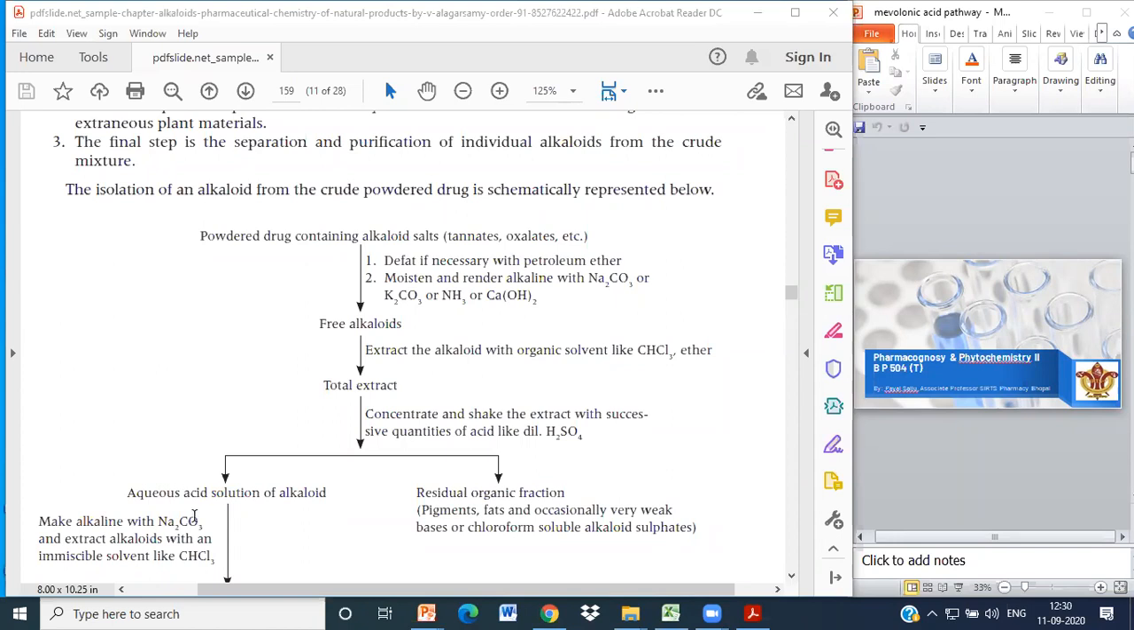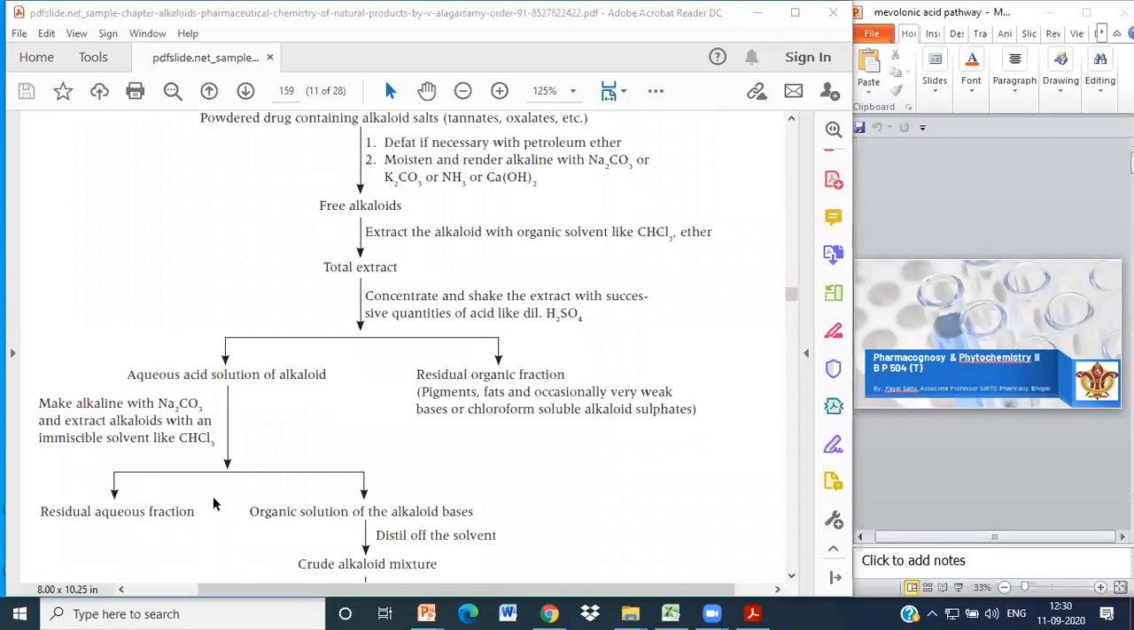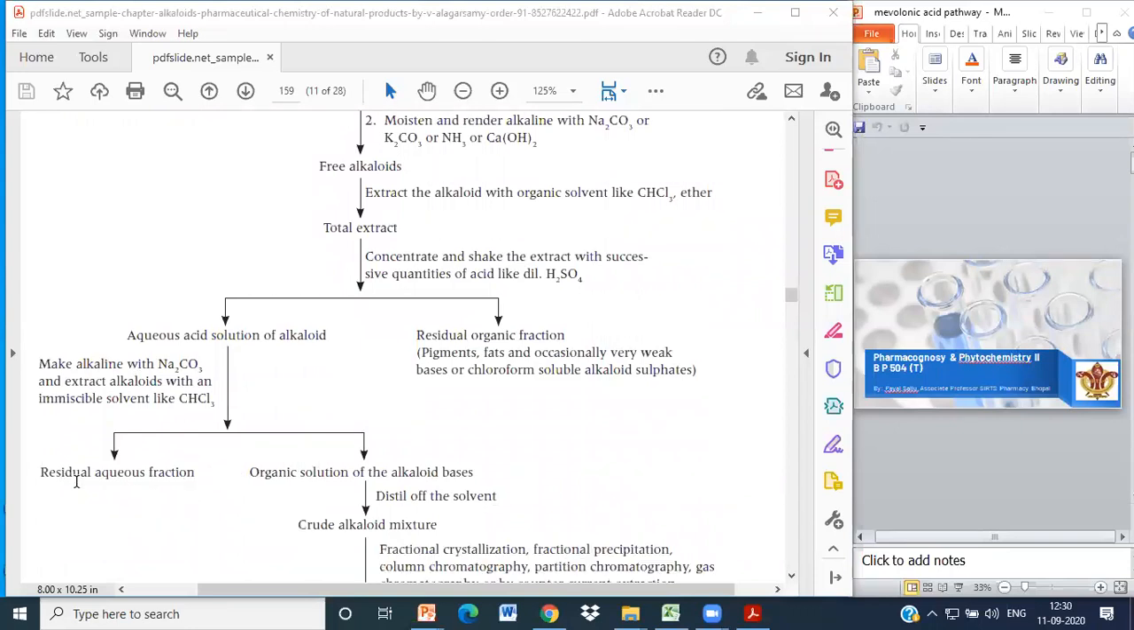You get an aqueous acid solution of alkaloid, and another, the residual organic fraction. The aqueous acid solution of alkaloid has to be made alkaline with sodium carbonate solution, and the alkaloid extracted with an immiscible solvent like chloroform. First make it alkaline, then extract the alkaloid with chloroform. You'll get another two layers: a residual aqueous fraction, and an organic solution of alkaloid base.